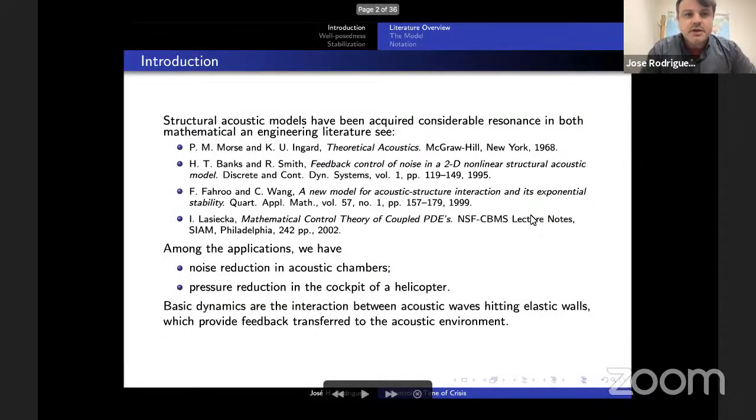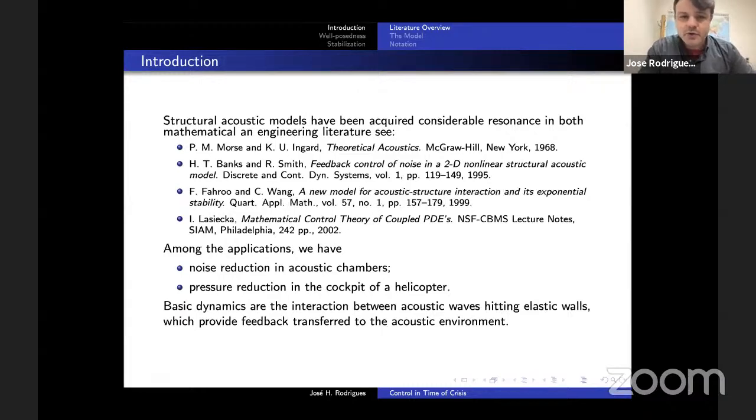It is well known that structural-acoustic models are really interesting. They have acquired the interest of many researchers nowadays, and also from the past. For instance, I mention here the works of Morse and Ingard. More recently, there are works like those from Banks and Smith, also Fahroo and Wang, and Professor Lasiecka has made a wide contribution in this area, for instance in these lecture notes from 2002.